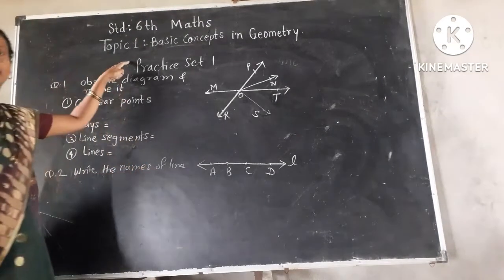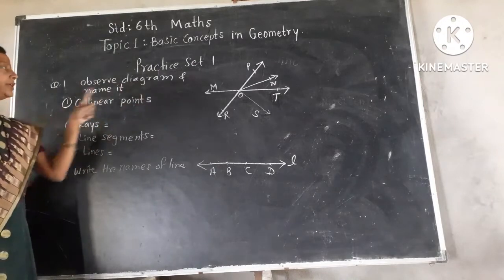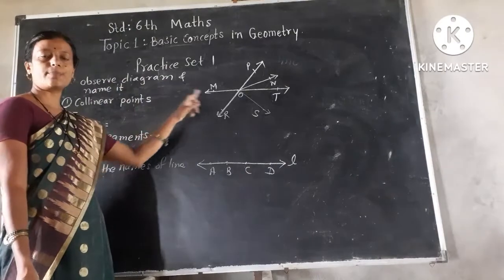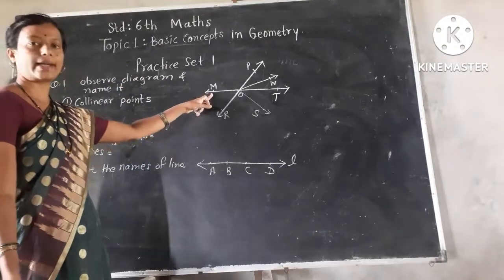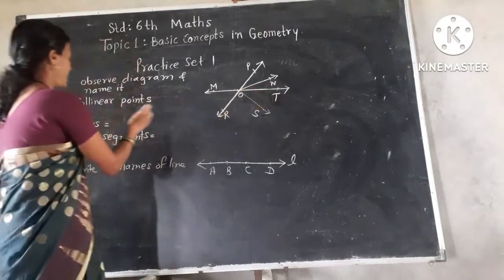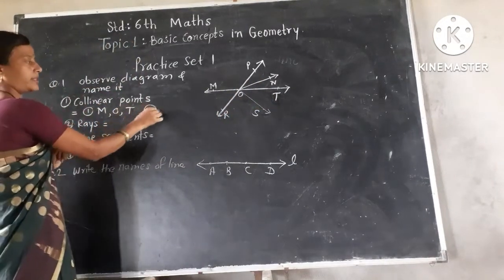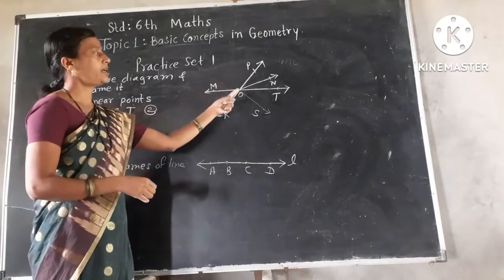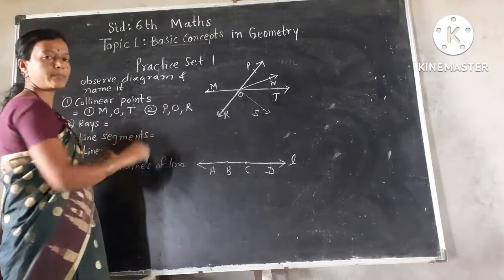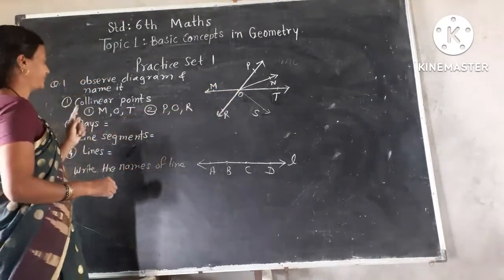Now we see practice set 1. Question 1. Observe this diagram and name it. First, collinear points. Collinear points means 3 points lie on one line. Point M, point O, point T. This is the first group of collinear points. Second, point P, O, R. These are the second group of collinear points because they lie on a single straight line.